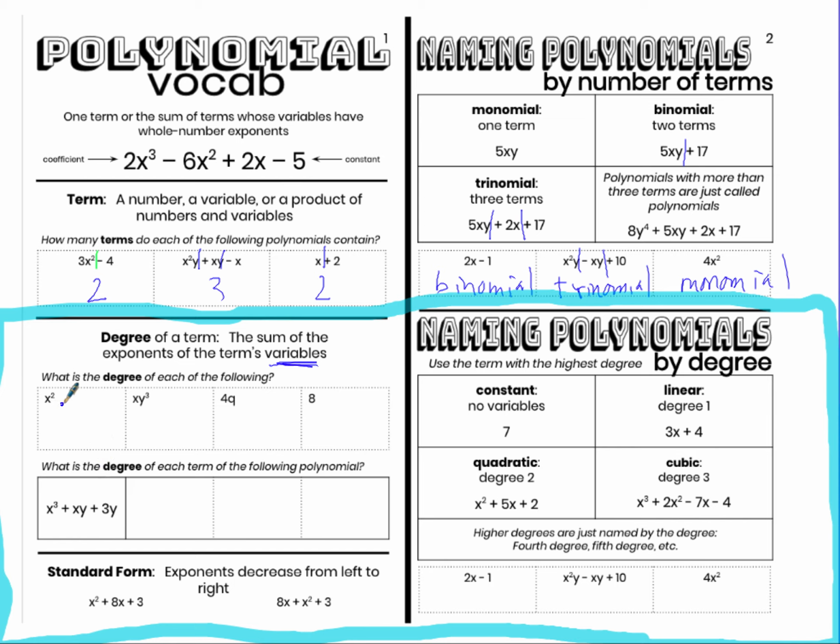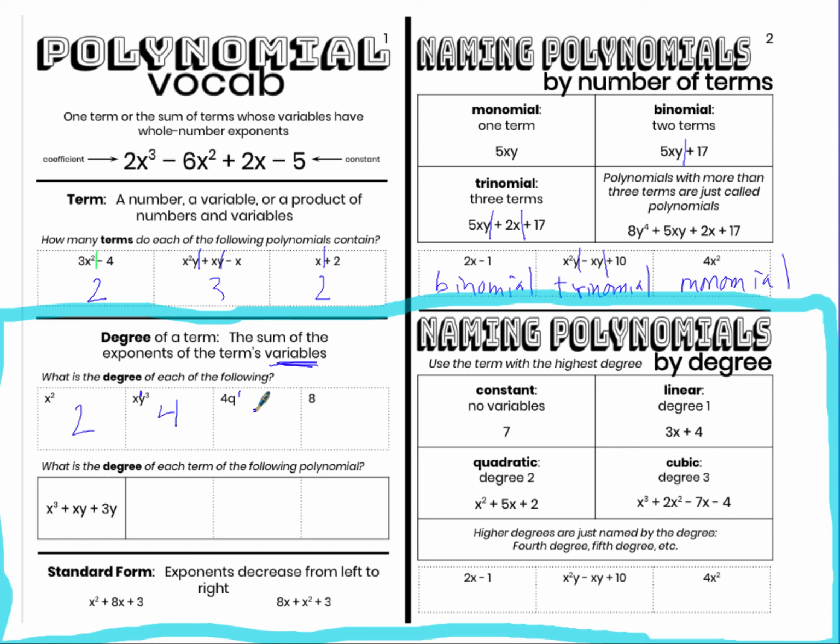So this monomial, which we could think of as a single term, has only one variable and it has an exponent of 2. Therefore, the degree of this term or polynomial is 2. For this polynomial, let's just call all of them monomials. We have an exponent of 1 on the x, 3 on the y, so this monomial has a degree of 4, 1 plus 3.